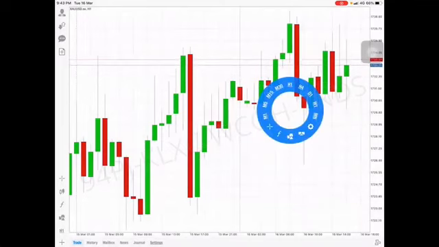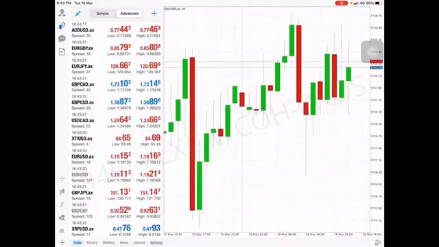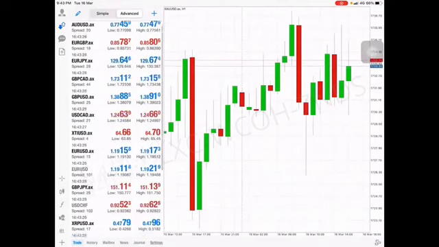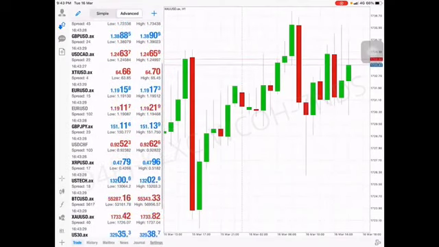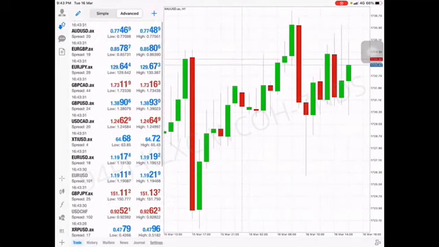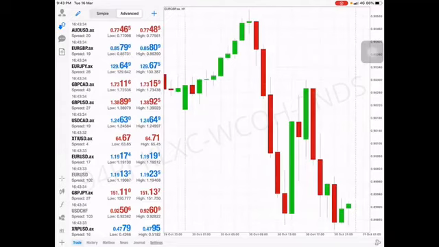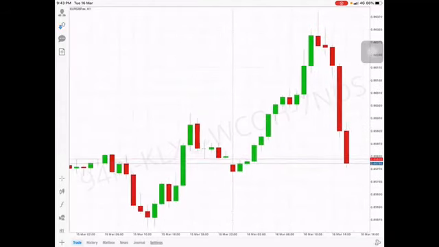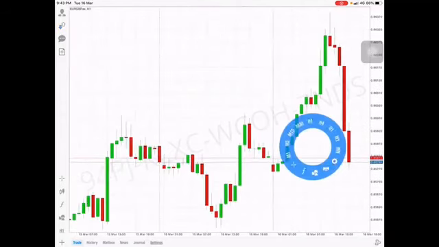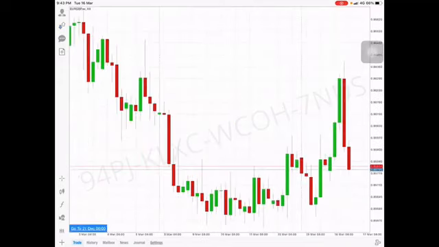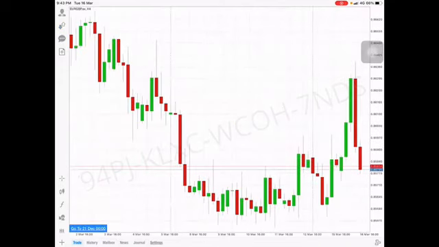Now let's see another pair if we can find one. What pair do you trade? What other pair do you want to see? GBP USD or whatever USD. Never mind, I'll just pick randomly. I'm going to take EG. Let's go to H4.